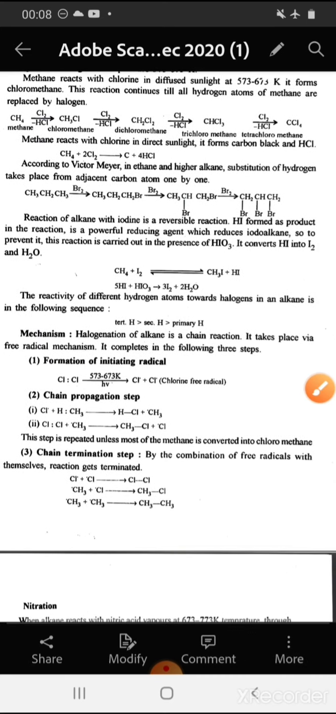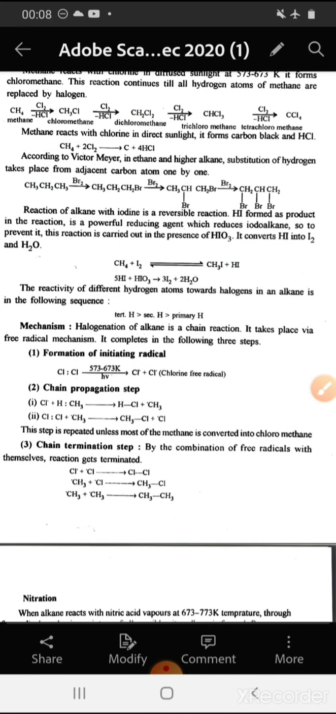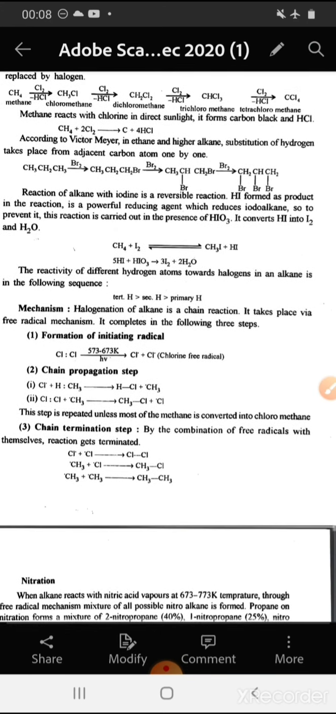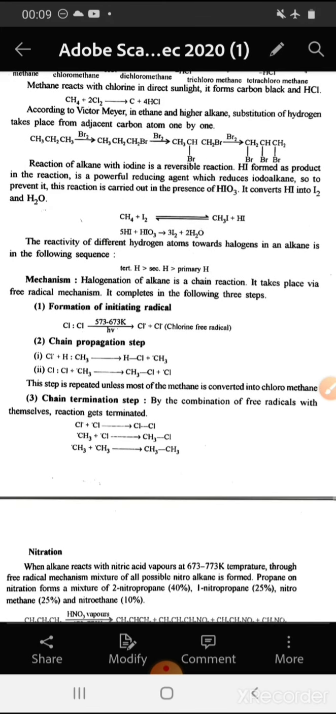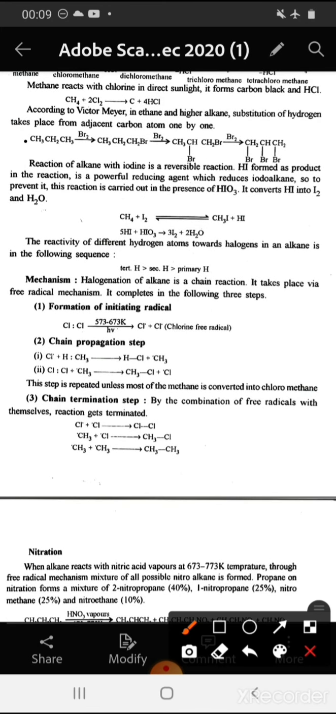According to Victor Meyer, in ethane and higher alkanes, substitution of hydrogen takes place from adjacent carbon atoms one by one. So if we see the example, propane on bromination gives bromopropane, which on further bromination gives 1,2-dibromopropane, which on further bromination gives 1,2,3-tribromopropane.